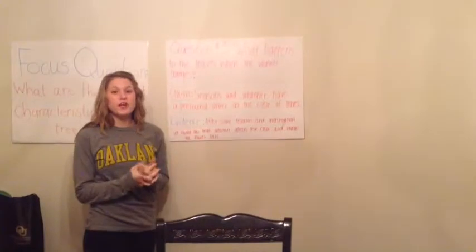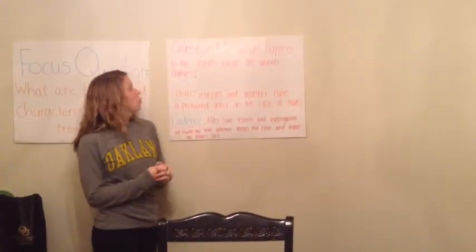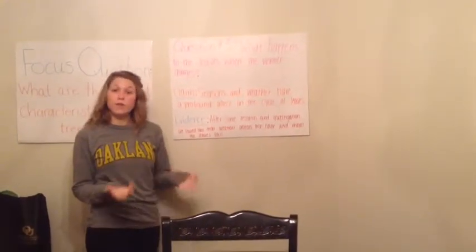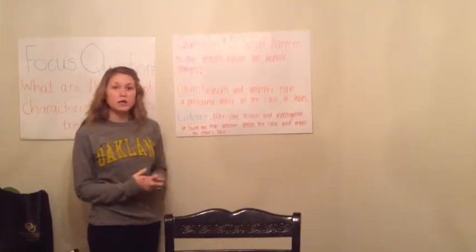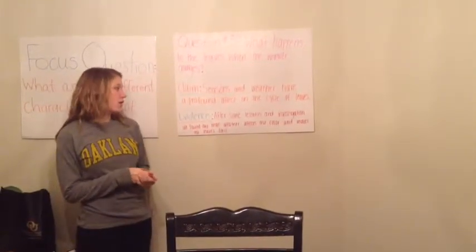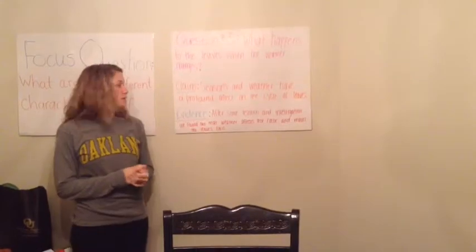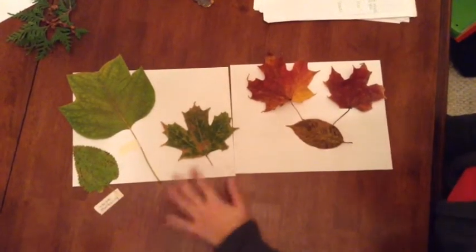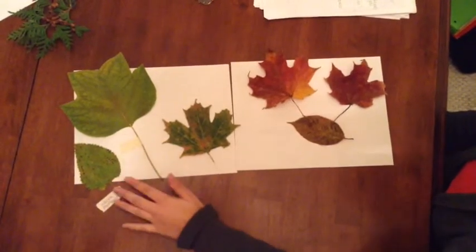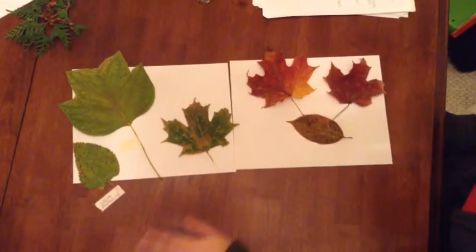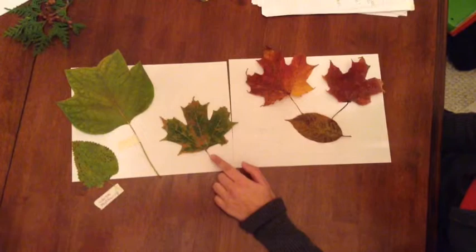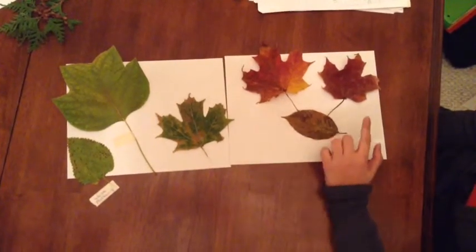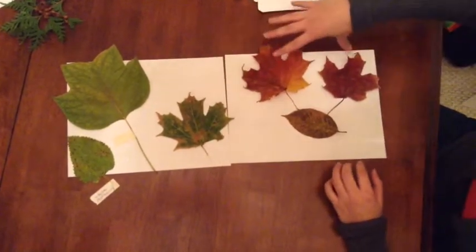Okay, so our third and final question is, what happens to the leaves when the weather changes? So our claim is seasons and weather have a profound effect on the cycle of leaves. As you can see with the color, these leaves are still green because the weather hadn't changed yet and it was still warm temperatures. And then as the weather started getting cooler and the temperature started dropping, the leaves started changing colors.